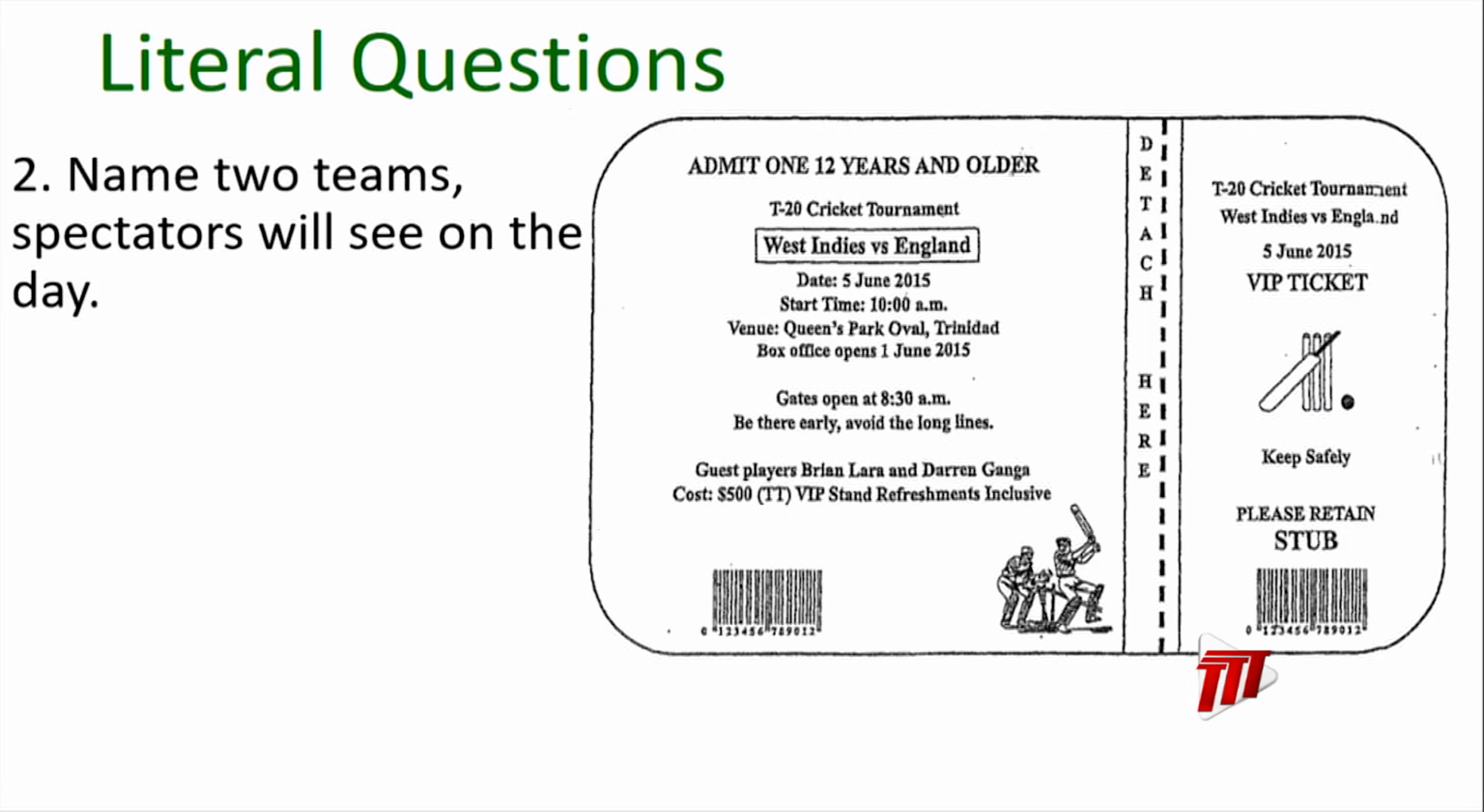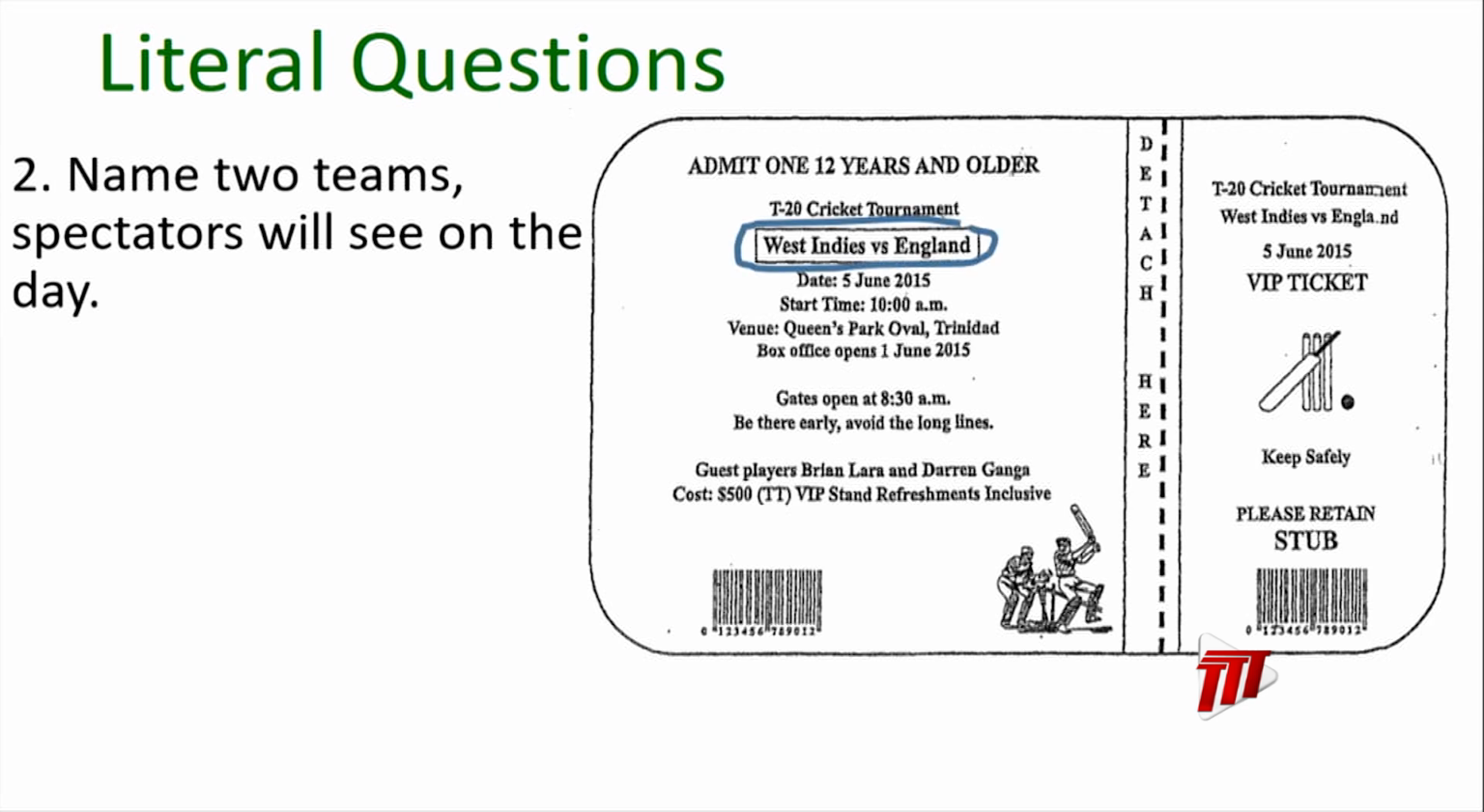Let's have a look at our second question. Name 2 teams spectators will see on the day. If you recall, when we examined our graphic closely the second time around, we saw that certain information was highlighted using a border. Using a border is one way of highlighting information that is presented in the graphic text. So the information in the border stands out to us.